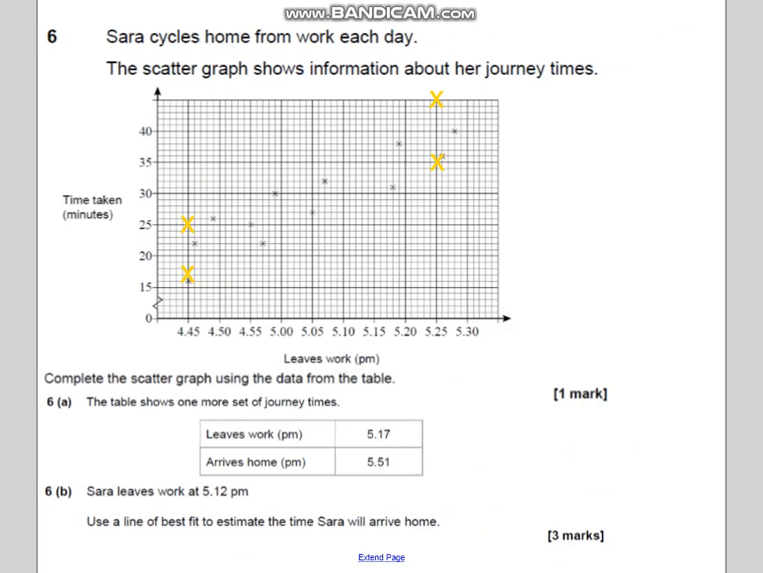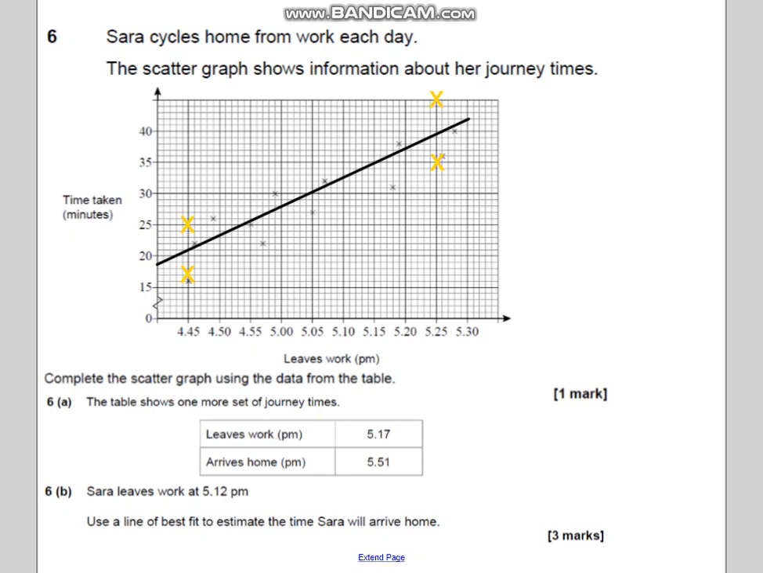Right, for question 6, this time the line of best fit is to be drawn by you. I've put these two gates here to use a skiing analogy, and your line of best fit has to go through those in order to get your mark. So let's put a line of best fit on there first, something like that. And we've got to get one more bit of information on there first.